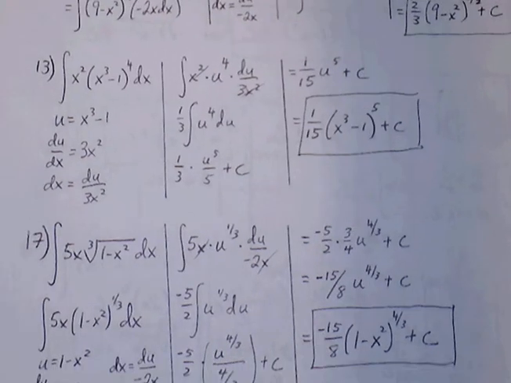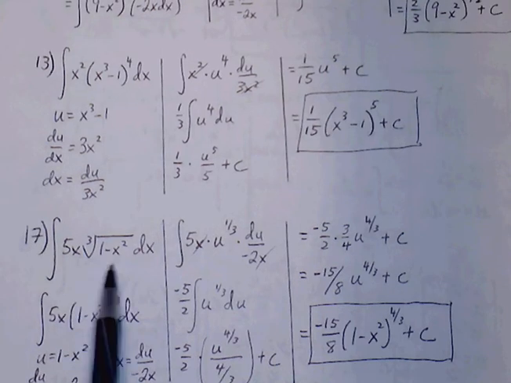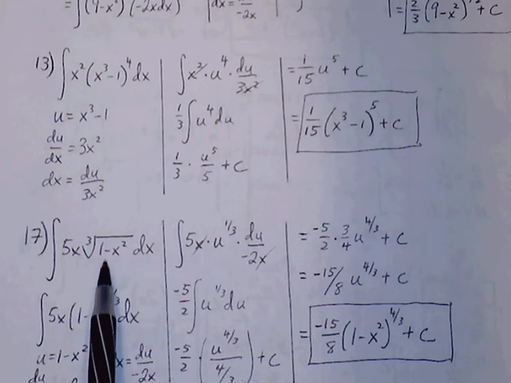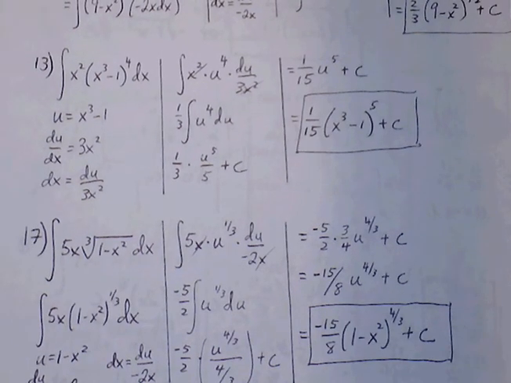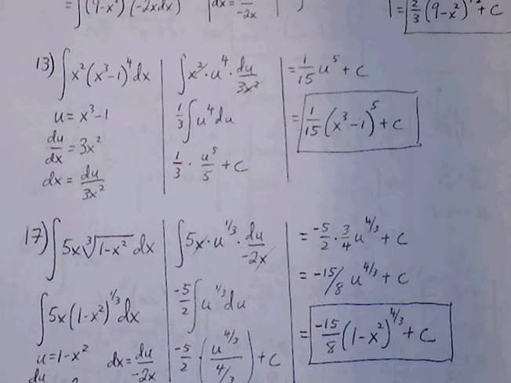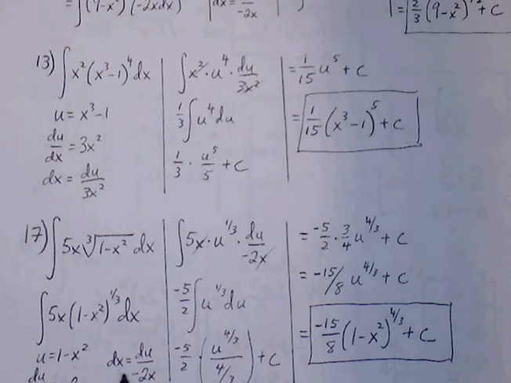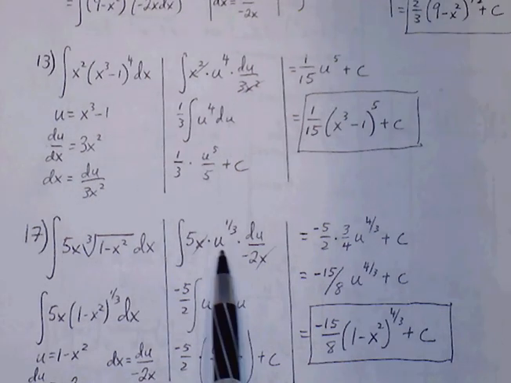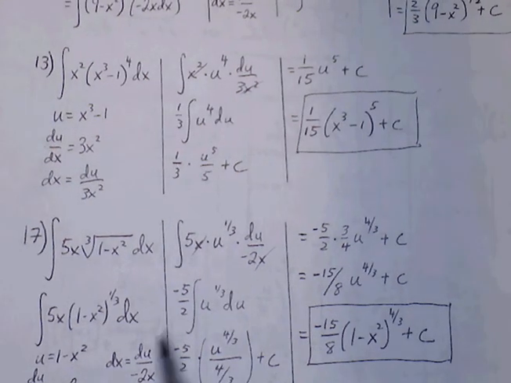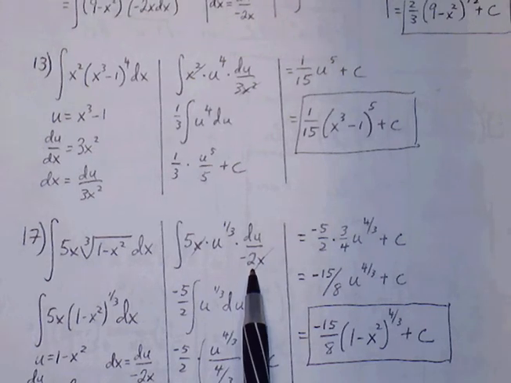Alright, 17. Rewrite our problem using parentheses. So 1 minus x squared raised to the 1/3. u value being 1 minus x squared. du over dx is negative 2x. Solve for dx. And we make our substitutions. 1 minus x squared gets replaced with u. dx gets replaced with du over negative 2x.